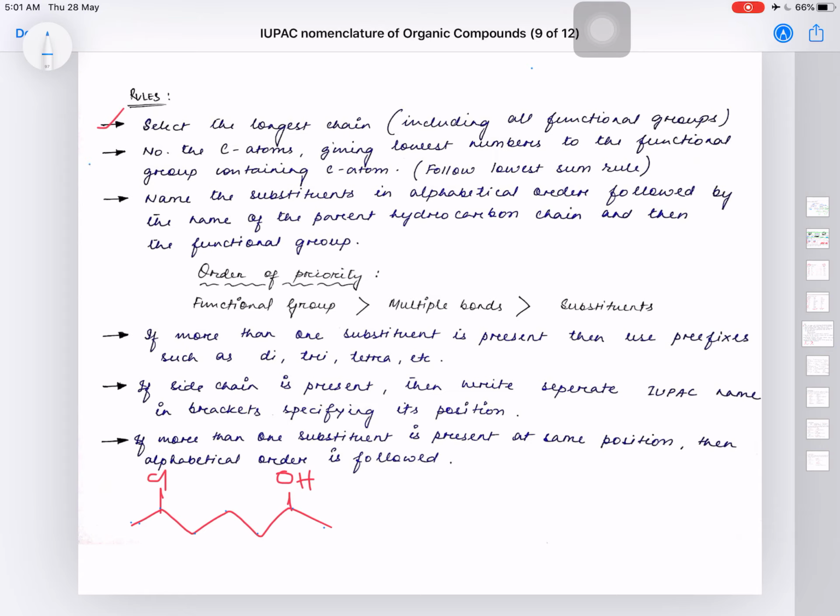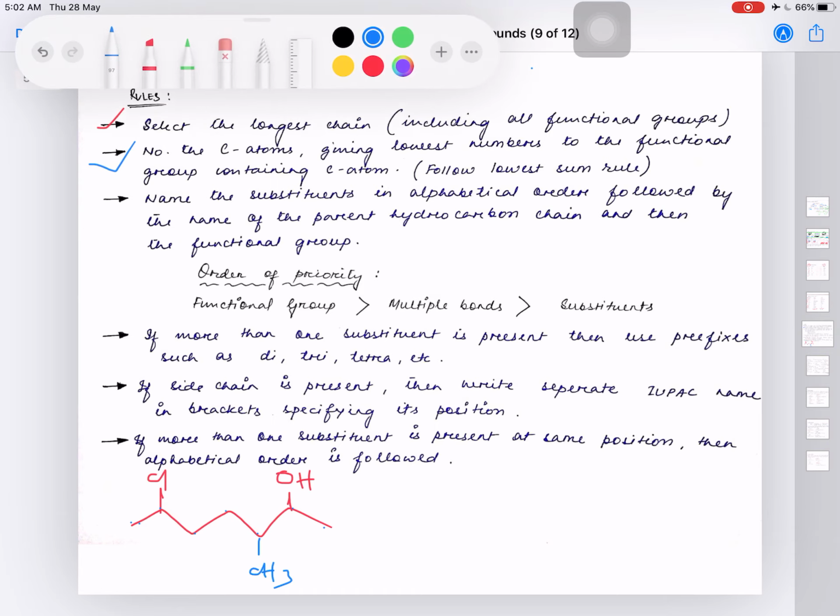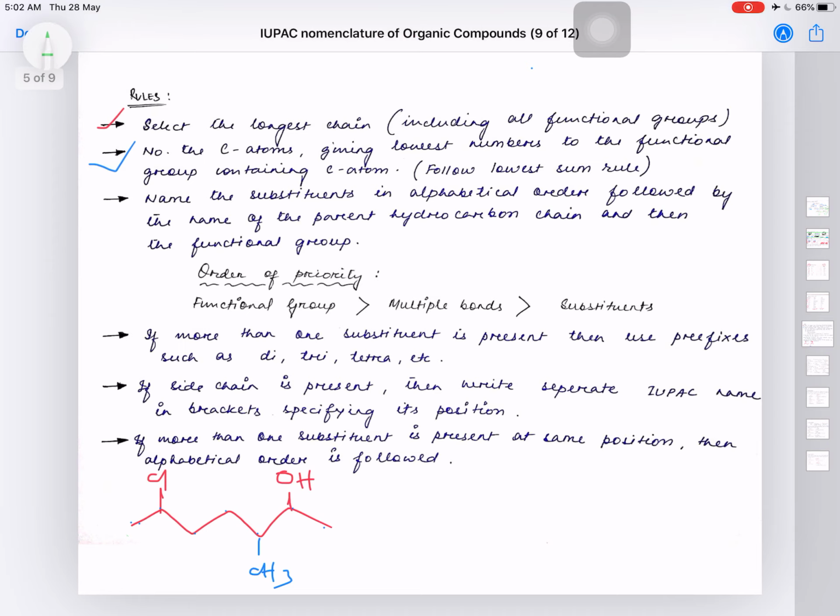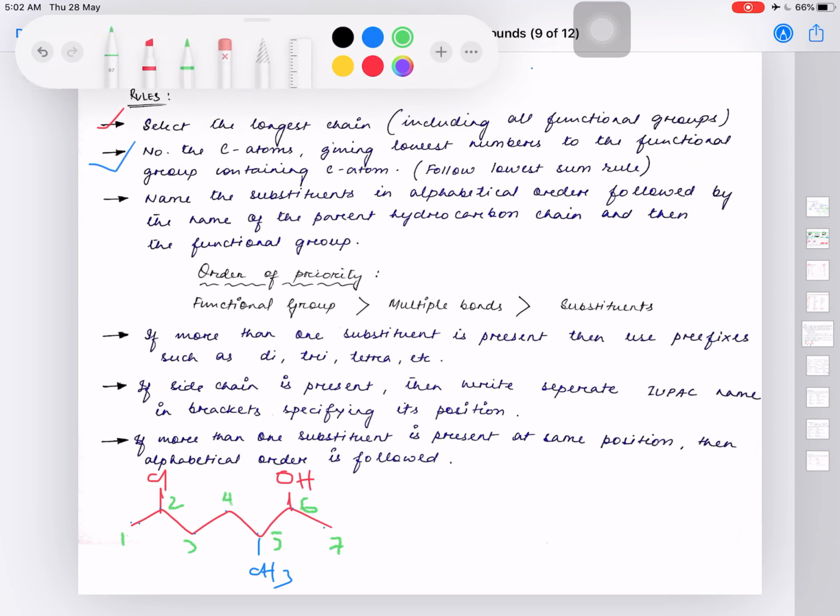The second rule is that you have to number the carbon atoms so that the functional group, multiple bond or substituent, whatever is present, gets the least possible number. Say we give one more substituent here, a CH3. We can number this longest chain from two sides. One, we can do from left to right, so we get 1, 2, 3, 4, 5, 6 and 7.